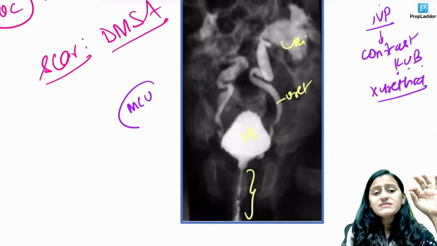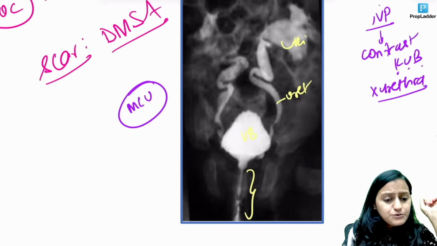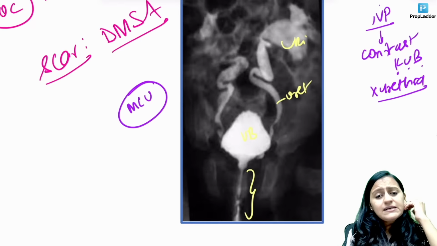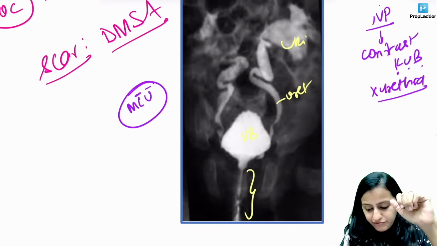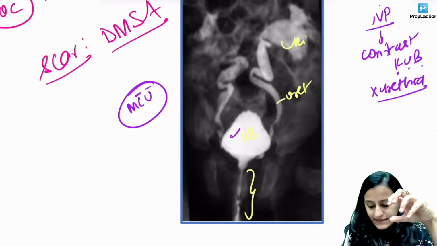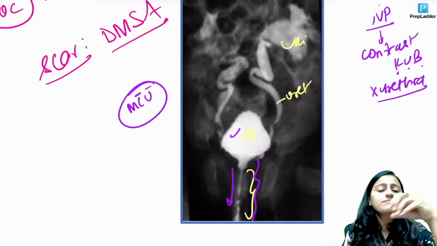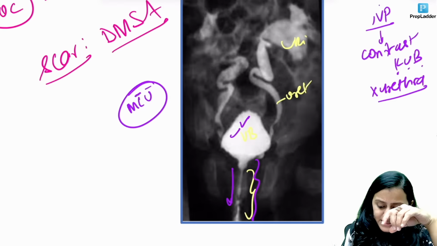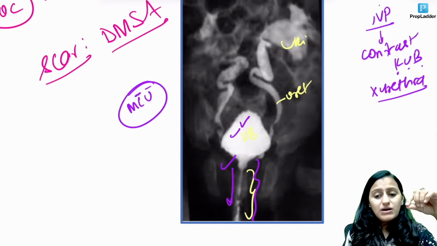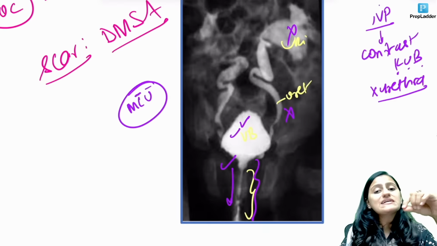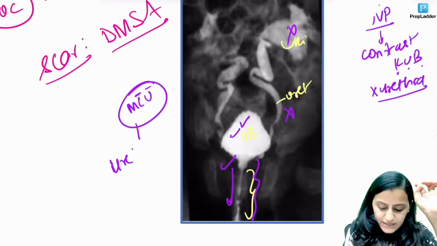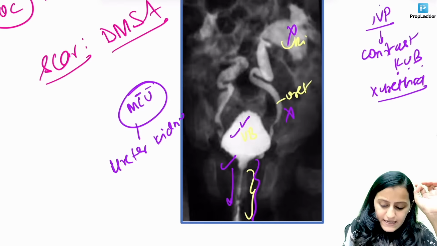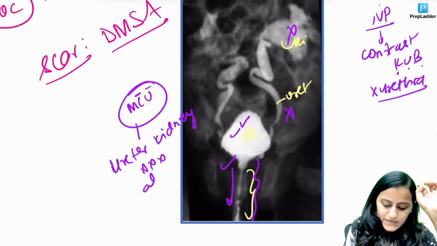This is MCU. But what is abnormal in this MCU? When I say MCU, it is micturating cystourethrogram. You fill the bladder with contrast, then the patient micturates and the contrast comes into the urethra. So you should see the bladder and you should see the urethra. If you are seeing the ureter, you are seeing the kidney, it is abnormal. So if you see a ureter and kidney in MCU, that is going to be abnormal.